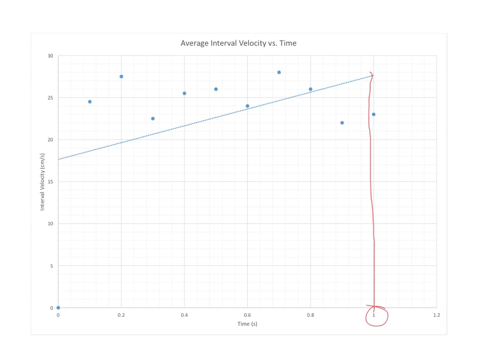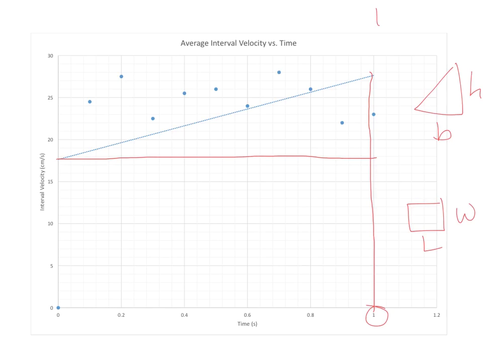All right, but since this is not a straight perfect line across horizontally, I'm going to break this into 2 easy pieces, a triangle and a rectangle. Now we know the area of a rectangle is just length times width. And we know that the area of a triangle is just 1/2 base times height.